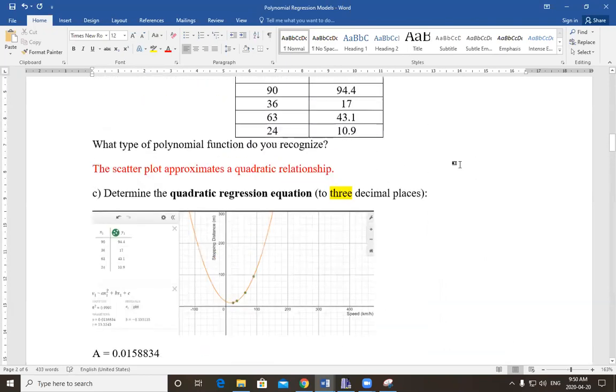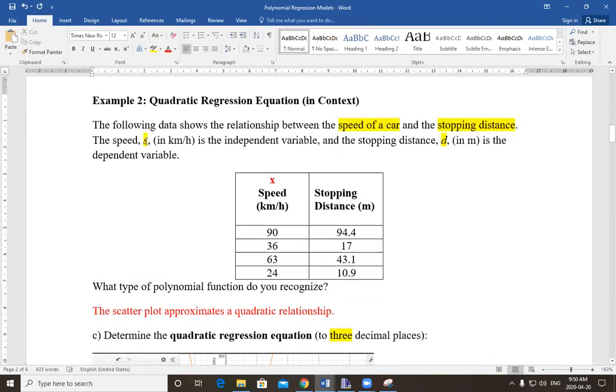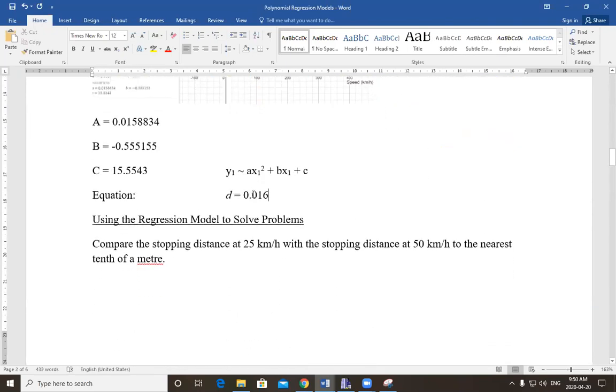Now for x, we write the variable s. So d equals 0.016 s squared minus, because that's a negative, the b value 0.555, and that would be s, plus 15.554.